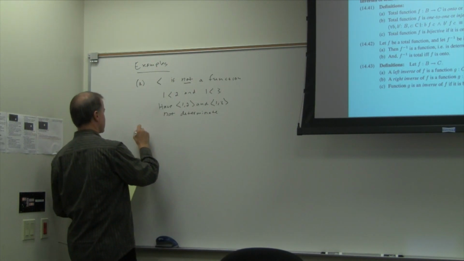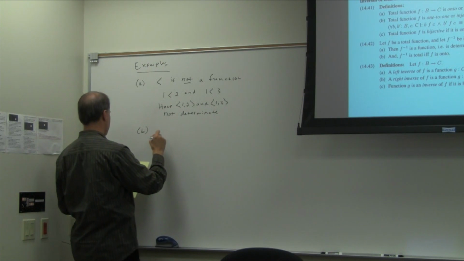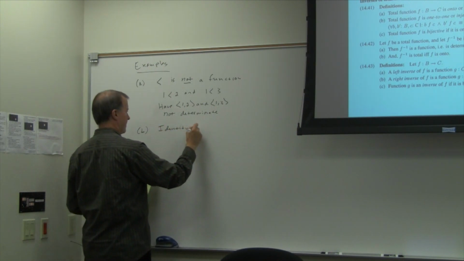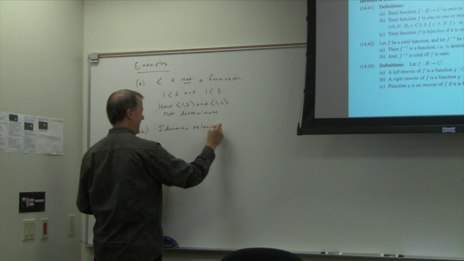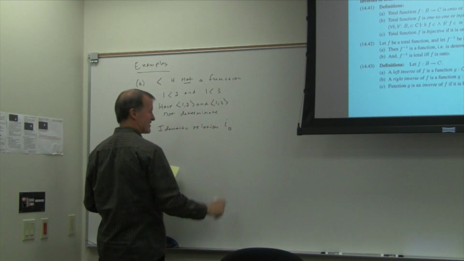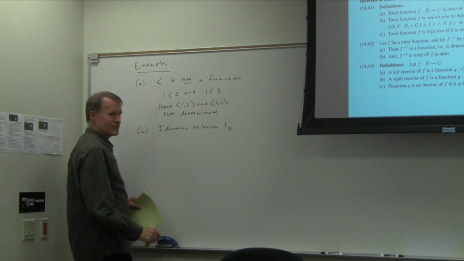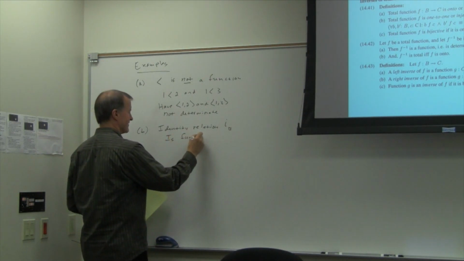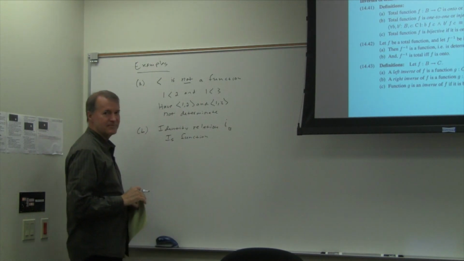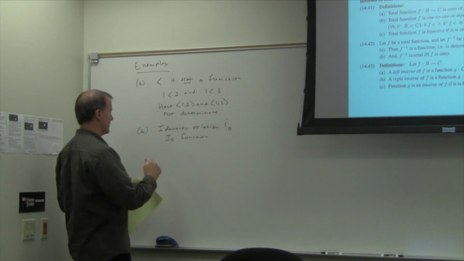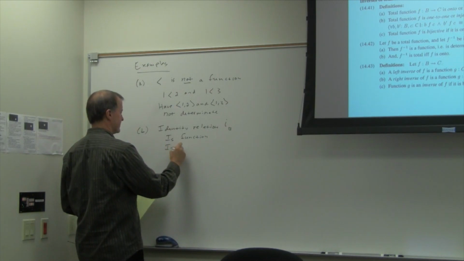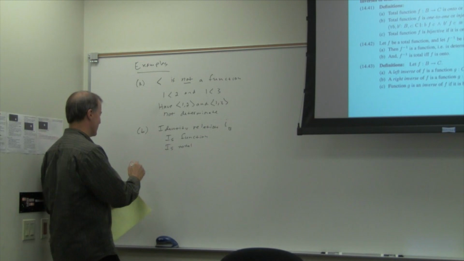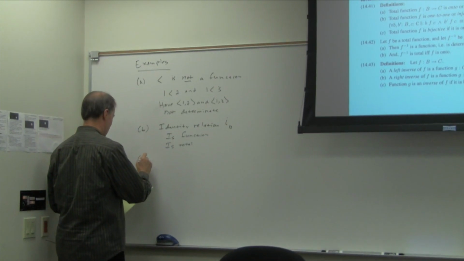Okay, how about the identity relation I sub B? Now this is from B to B. Is it a function? Yes. It is a function. Okay, how about total? Yes. And is it onto, and is it one-to-one? All of them. Okay, good observation.